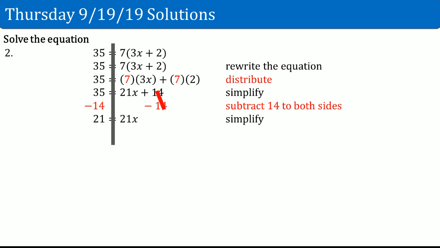You get 21 equals 21x. So divide everything by 21. That should cancel out. 21 over 21 becomes 1. You get a right-hand side, which is just x. On my left-hand side, 21 over 21 is just 1. We would say 1 equals x. That's what you get after you simplify. This is just one solution. It's just x equals 1.